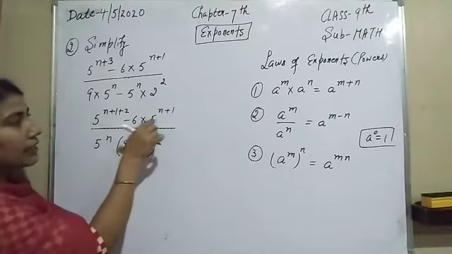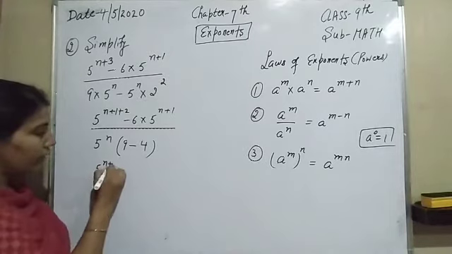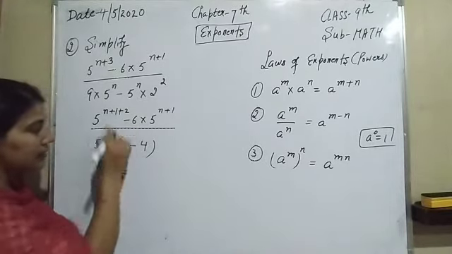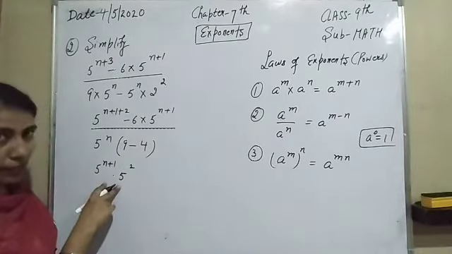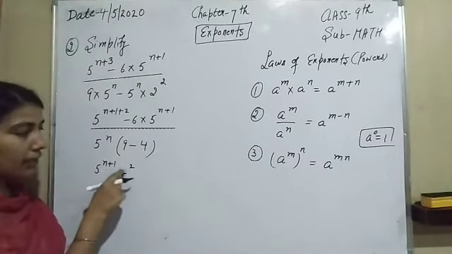Now look here. Here is 5 raised to power n, here is also 5 raised to power n. You have to write it down as 5 raised to power n into 5 square. We have to make it separate because when the bases are the same, then the powers can be added.